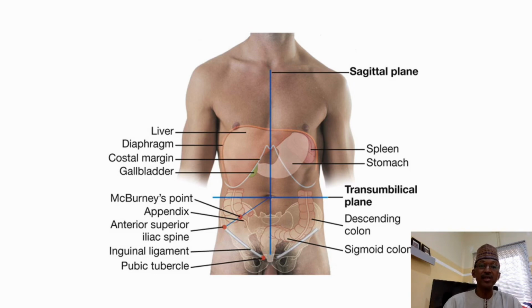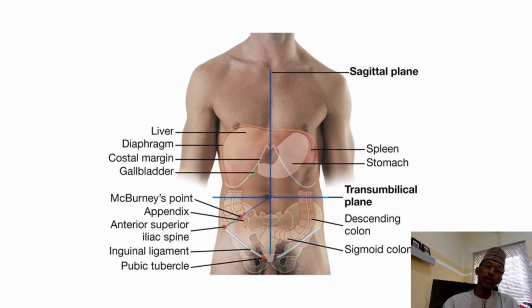Something like the colon, that is the ascending colon, is located on the right lumbar region, and the transverse colon is located just above the umbilical region, and the descending colon is located on the left lumbar region. And the sigmoid colon as well as the rectum are located far down below the abdominal cavity.